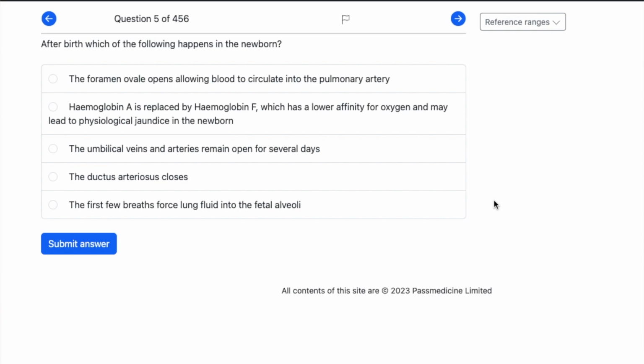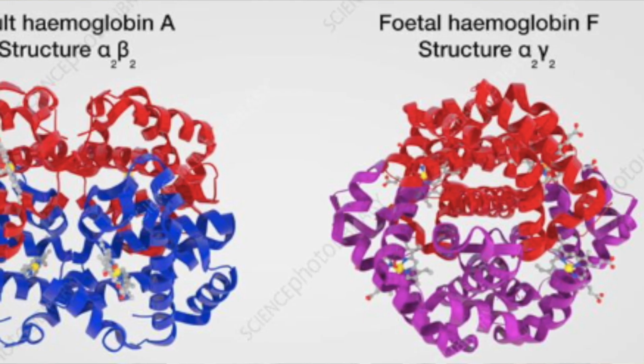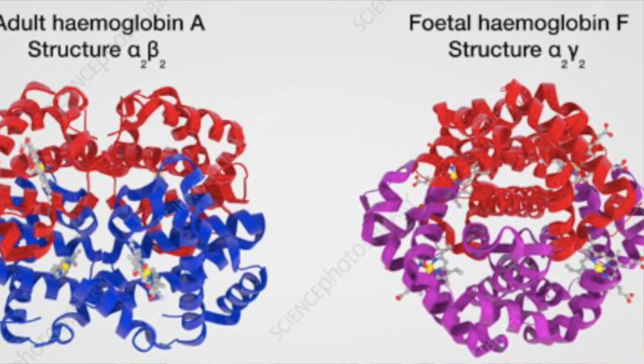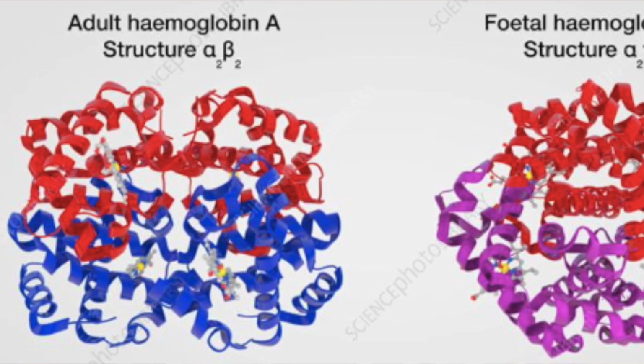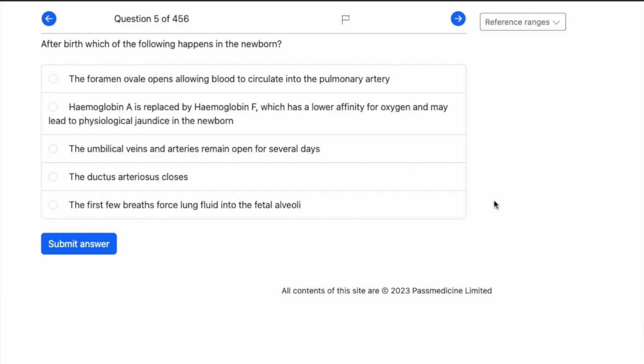Hemoglobin A is replaced by hemoglobin F. So it's talking about the adult version of the hemoglobin and the fetal version of the hemoglobin. But the second part of the answer option, which says that may lead to physiological jaundice, isn't really the result of that replacement. The jaundice actually comes from the newborn's liver being unable to metabolize the bilirubin that's formed, which is not what the hemoglobin is really talking about.